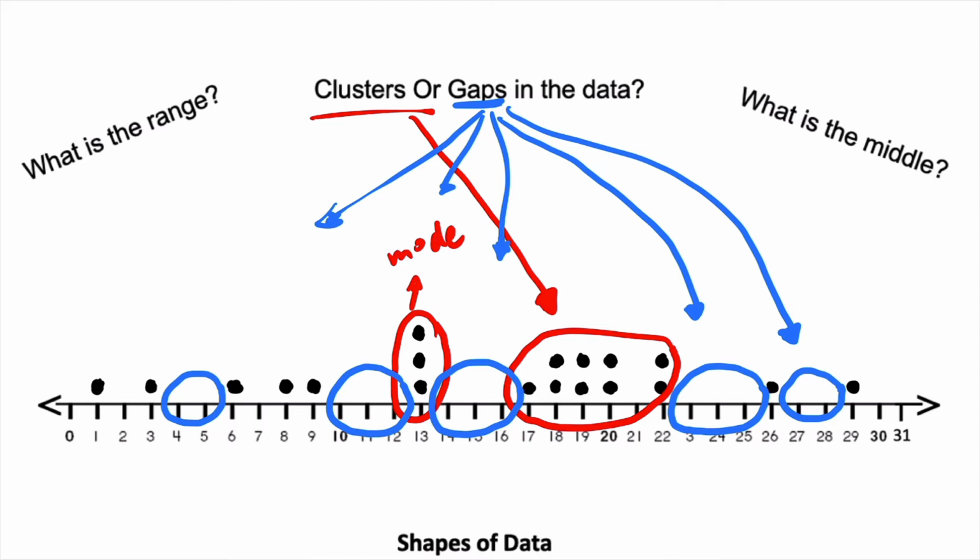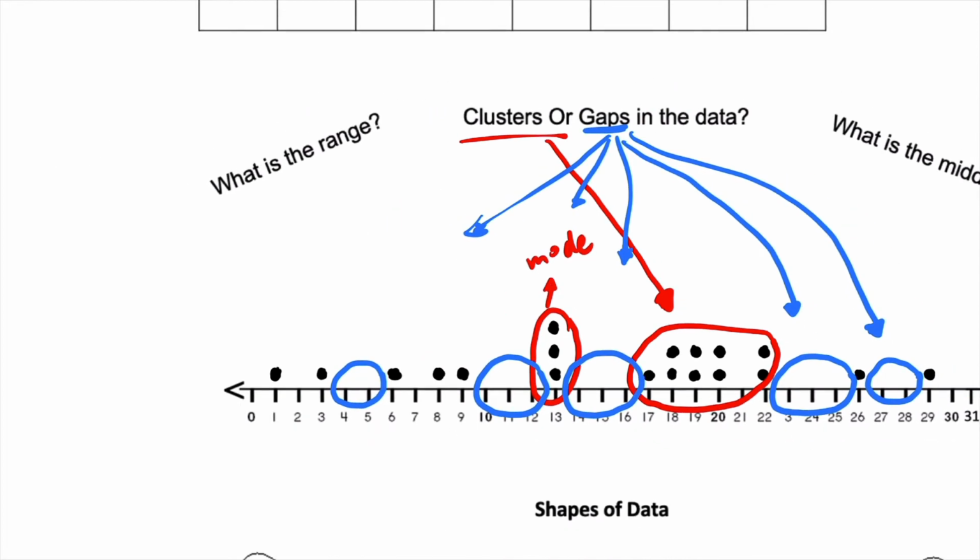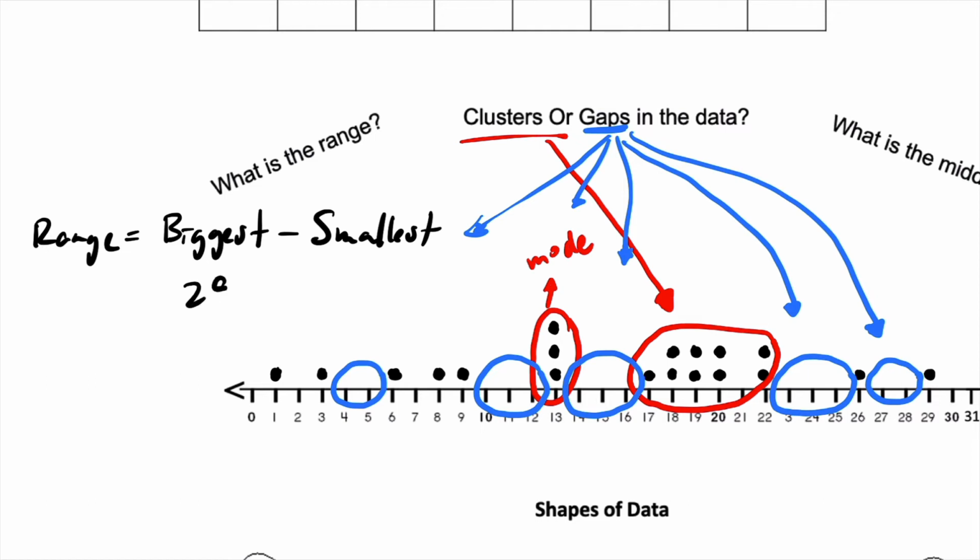Range. The other one that we're going to look at today is range. Range is probably the easiest thing to calculate because the formula is very, very simple. Range is the biggest minus the smallest. So what is the biggest number we have on our sheet? 29, right? Minus the smallest. What is the smallest number we have on our sheet? So the range would be 28. We'd have a range of 28.